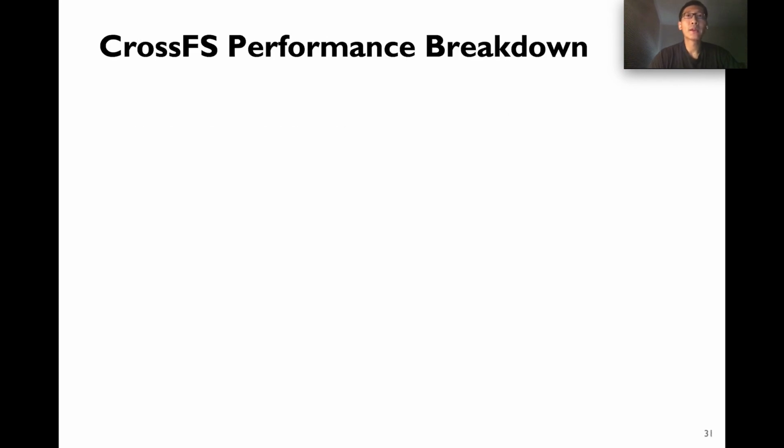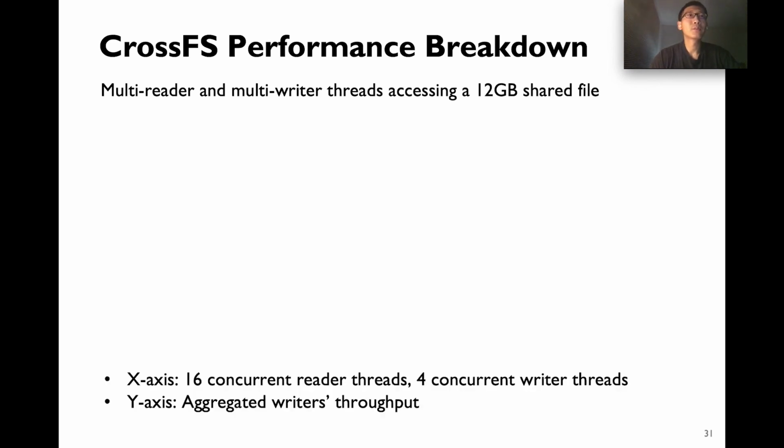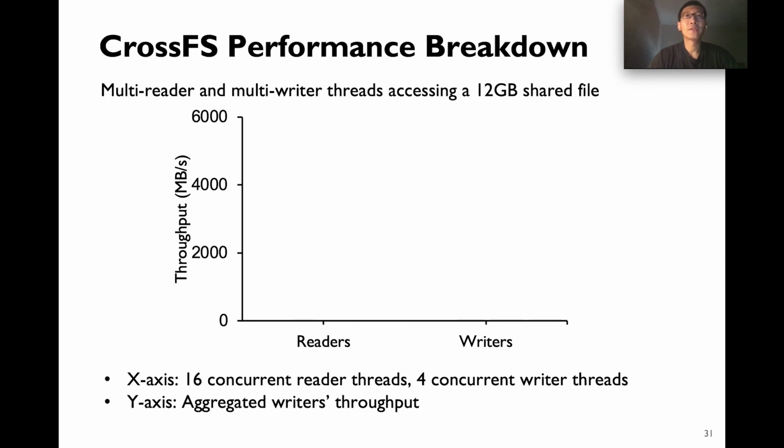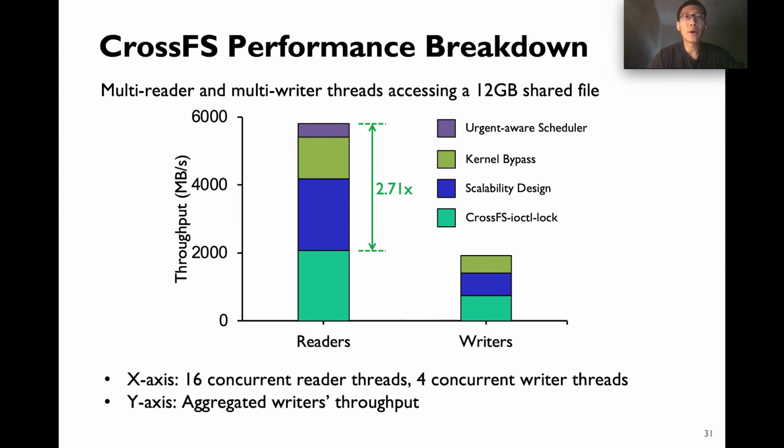We next studied the performance breakdown with the same microbenchmark of 16 reader threads and 4 writer threads. We studied the breakdown of CrossFS by enabling each feature one at a time. Our baseline is CrossFS IOPT lock, which means using the IO control system call for issuing IO requests and a coarse-grained INO level lock. With our descriptor-based concurrency control with interval tree, kernel bypassing using a shared IO queue between library-FS and firmware-FS similar to the io_uring interface in recent Linux kernels, and the urgent-aware scheduling policy, CrossFS could achieve more than 2.7x and 2.5x for reader and writer respectively.